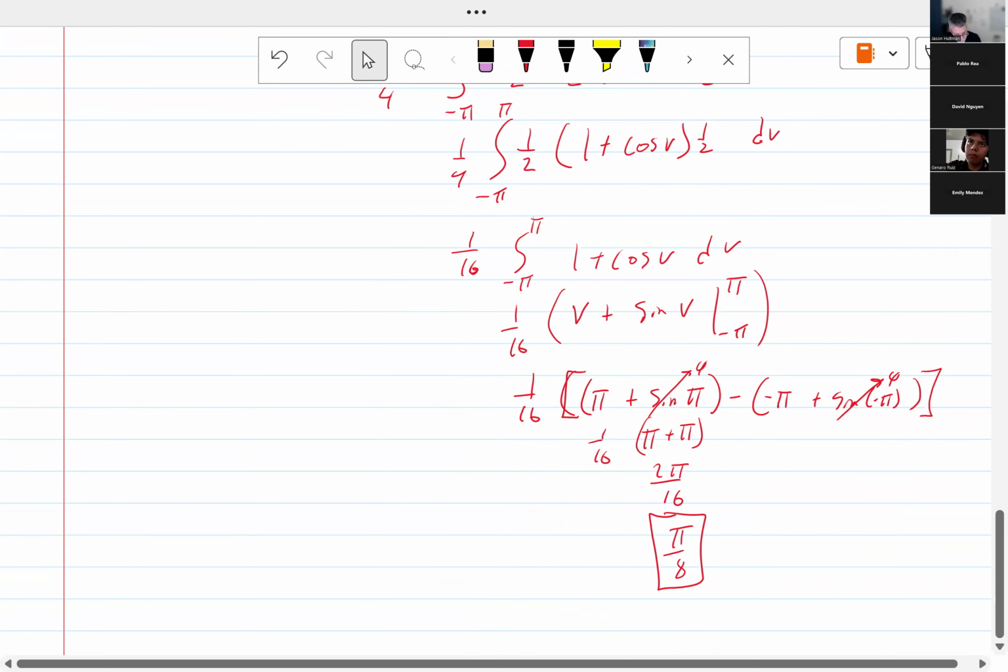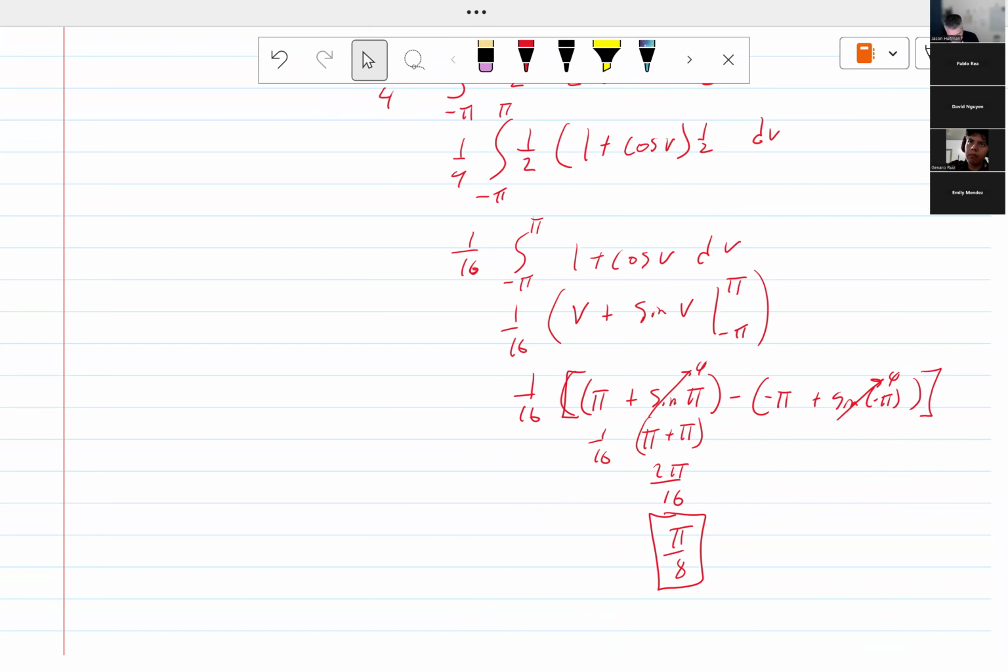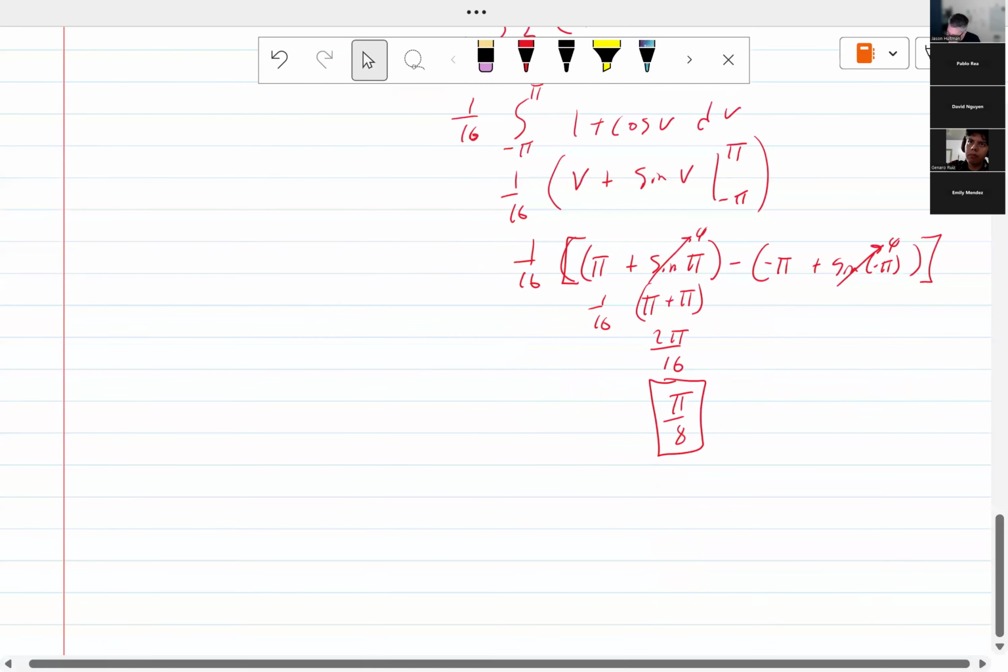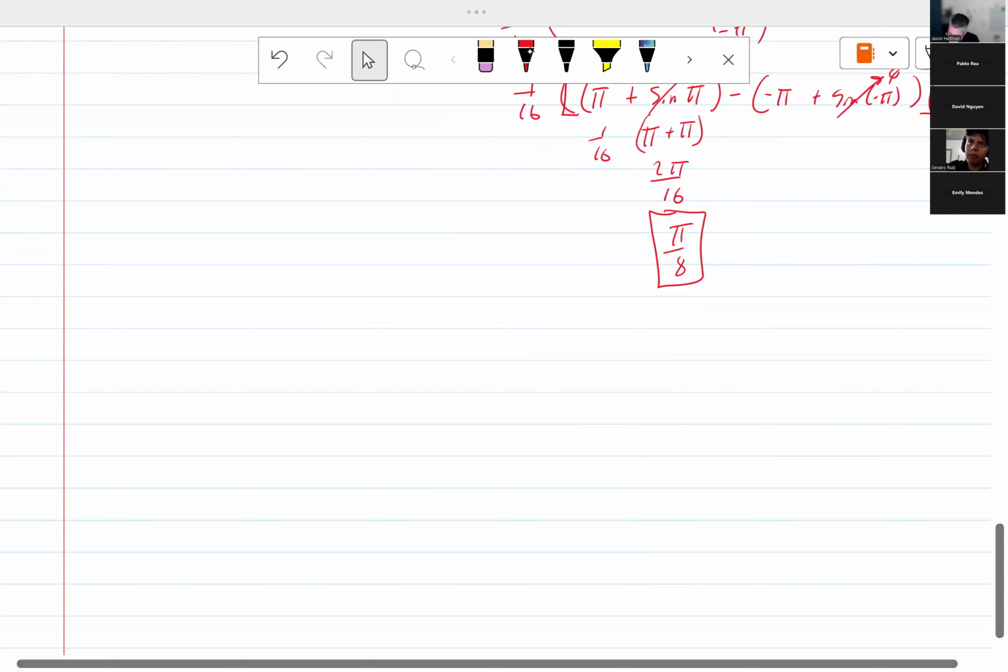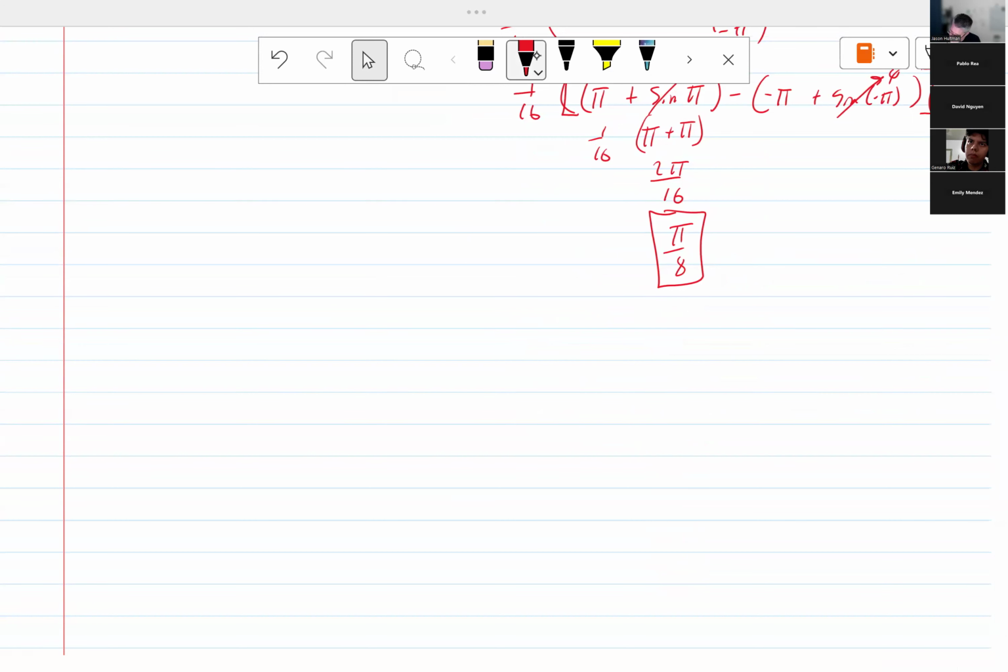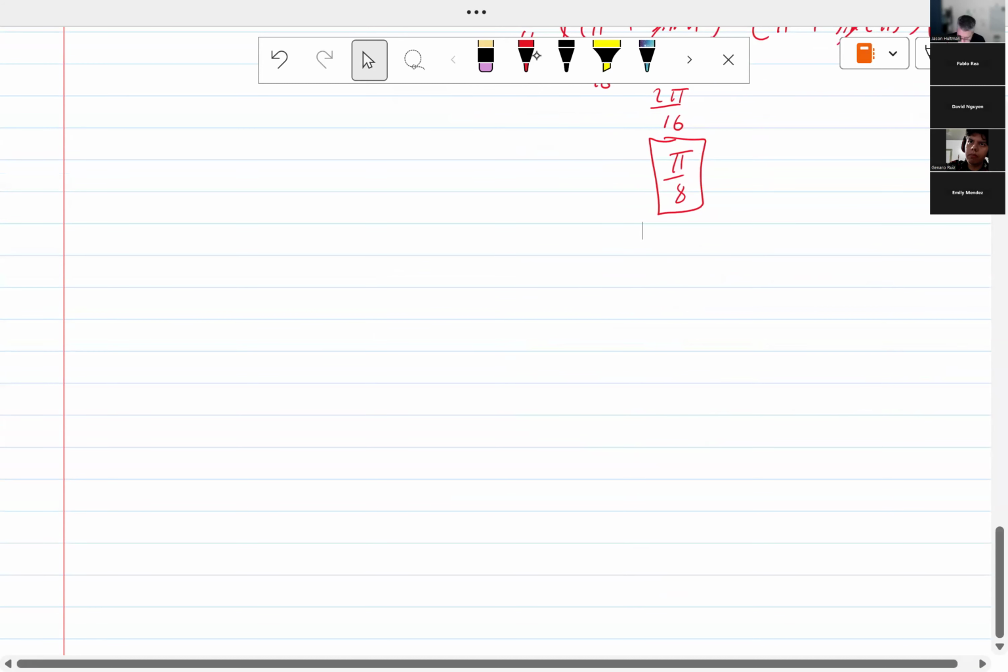Okay, let's do another one of these. Let's find the area inside an area. Let's see what that gives us.